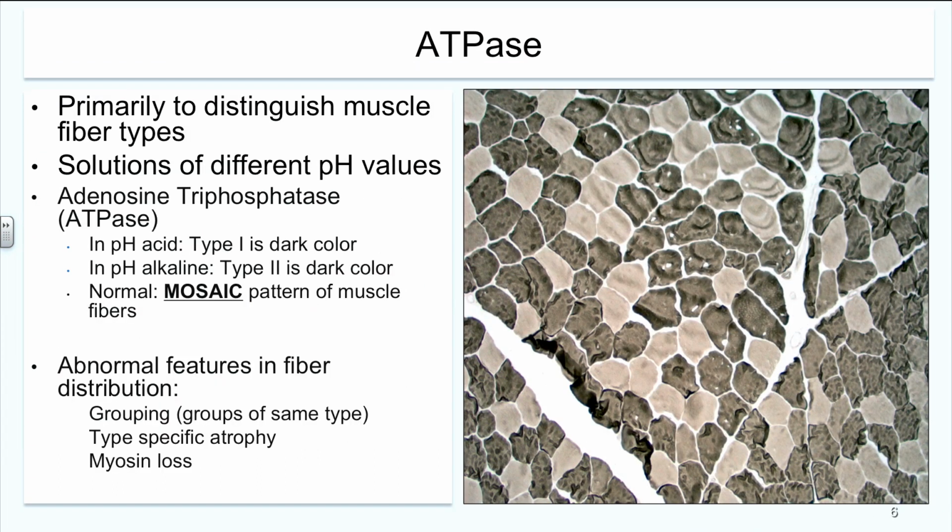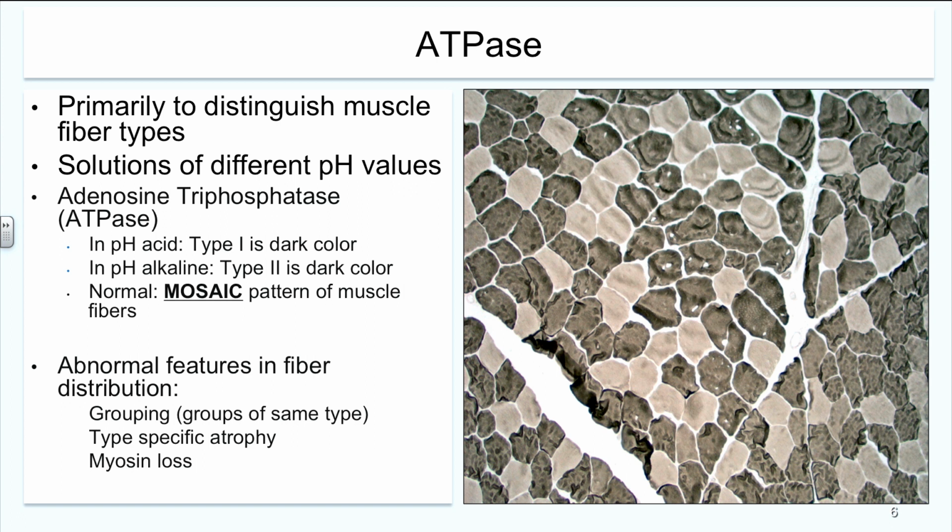The ATPase reactions are really neat studies because they allow us to, of course, distinguish the type 1 fibers and type 2 fibers and subtypes of type 2 fibers. And even fibers that are immature and regenerating, they would allow us to see those as well. But we have to do them at different pHs, and that's fine.